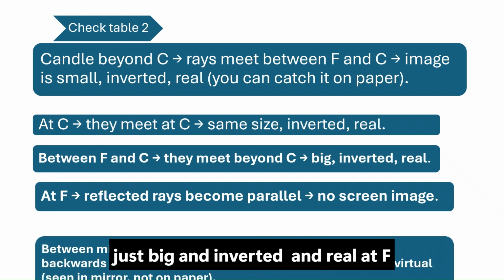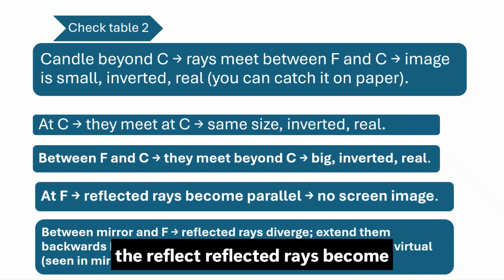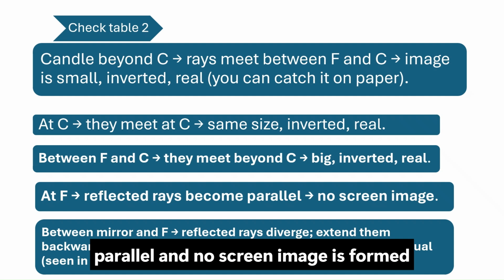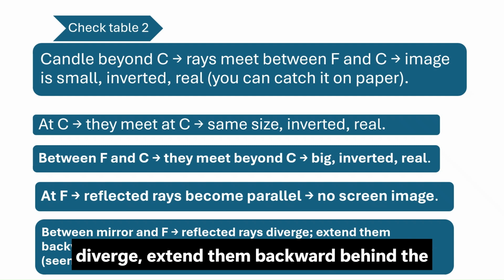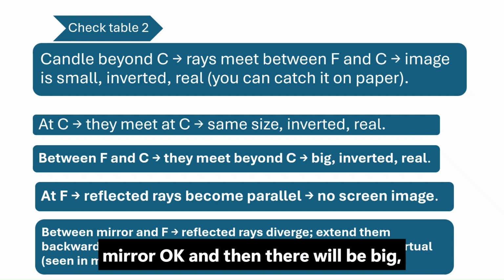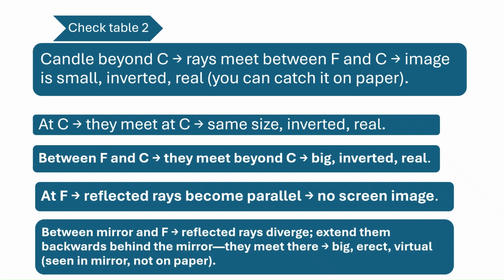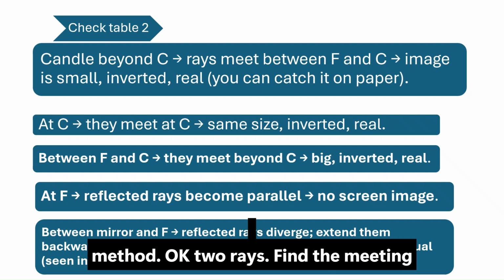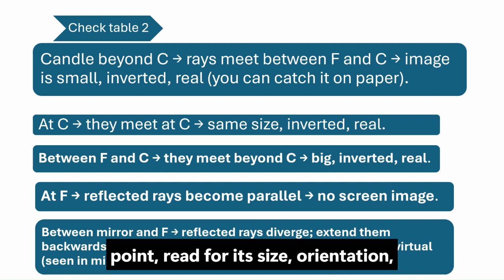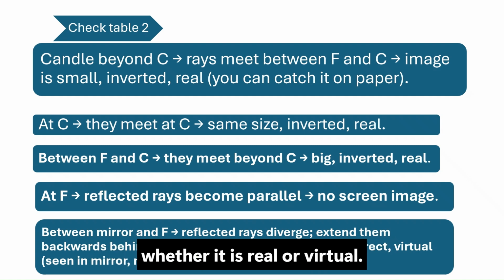At F, the reflected rays become parallel and no screen image is formed. Between mirror and F, the reflected rays diverge, so extend them backward behind the mirror. Then the image will be big, erect, and virtual. That is the whole method. Two rays, find the meeting point, read off its size, orientation, and whether it is real or virtual.